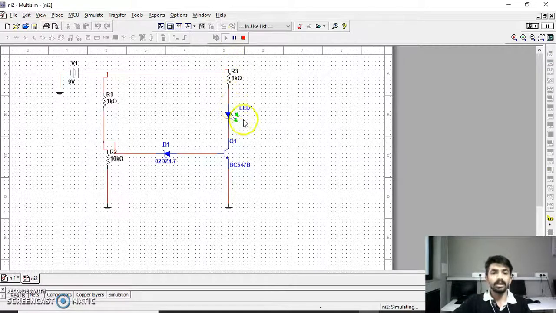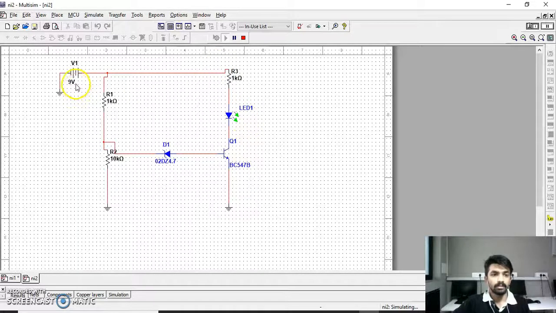Here the LED turns on, but if we give less than 9 volts, the LED will not turn on, because the breakdown voltage of the Zener diode is 4.7 volt and the base-emitter voltage of the transistor is 0.7 volt. Adding these, we get approximately 5.4 volt. But in practice, we have to give almost more than 8 volts to turn on the LED.